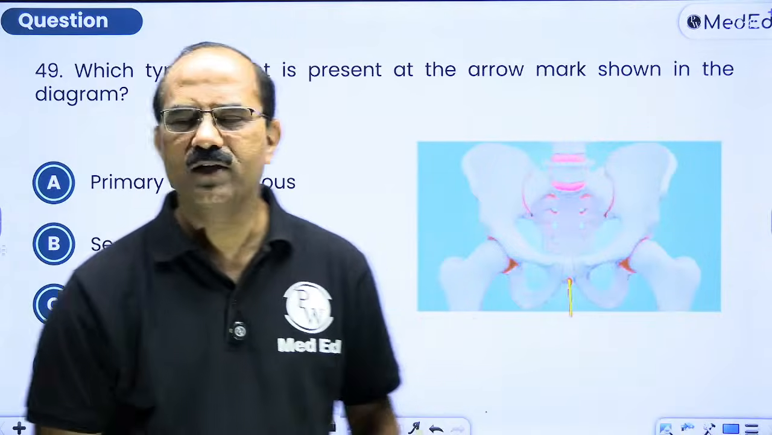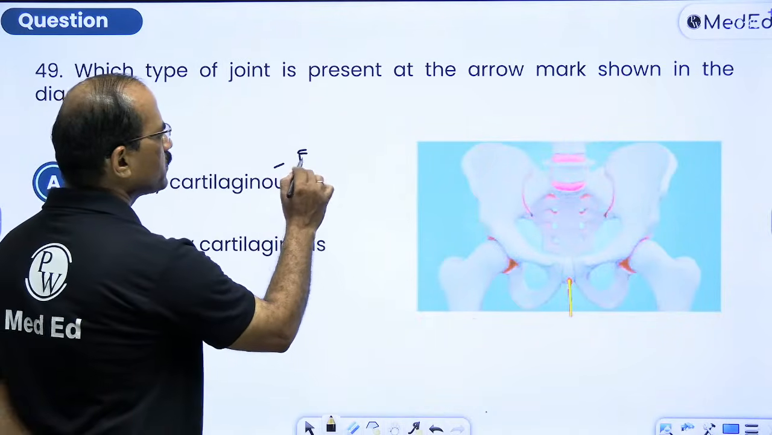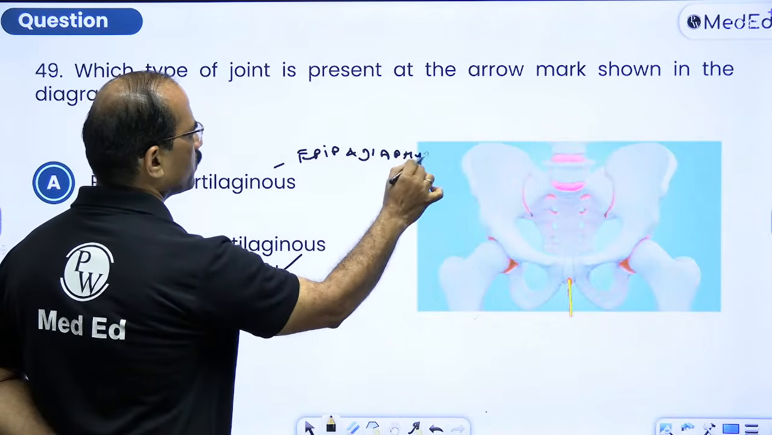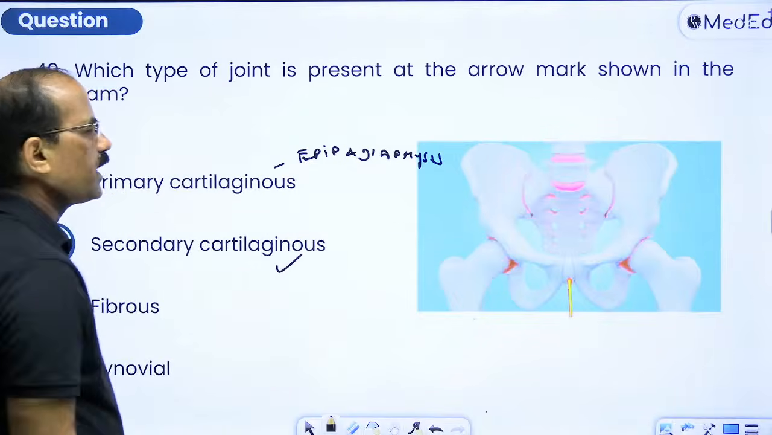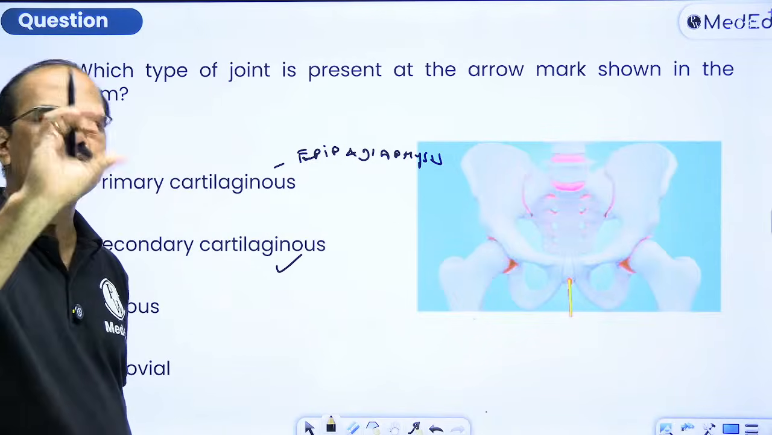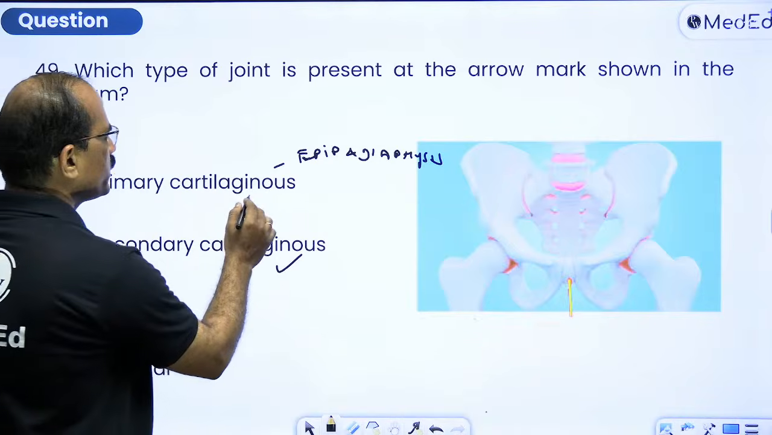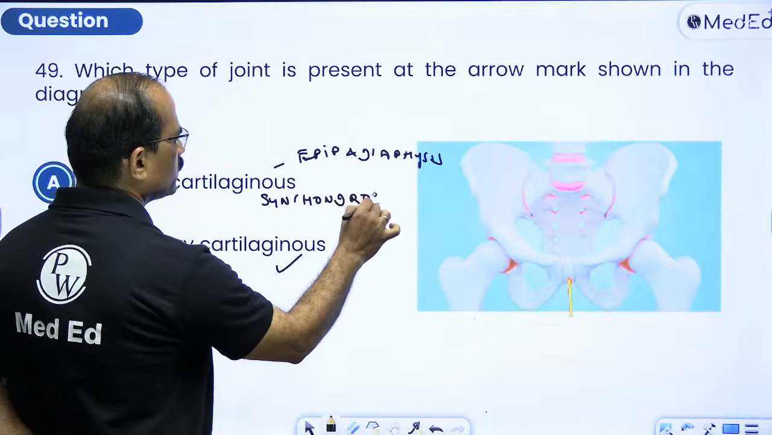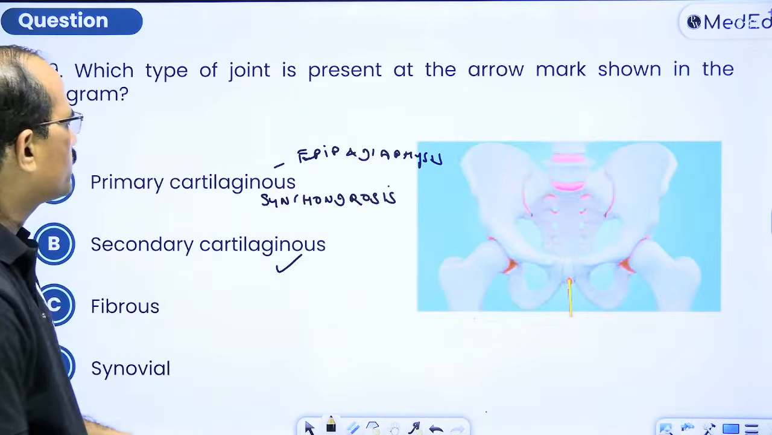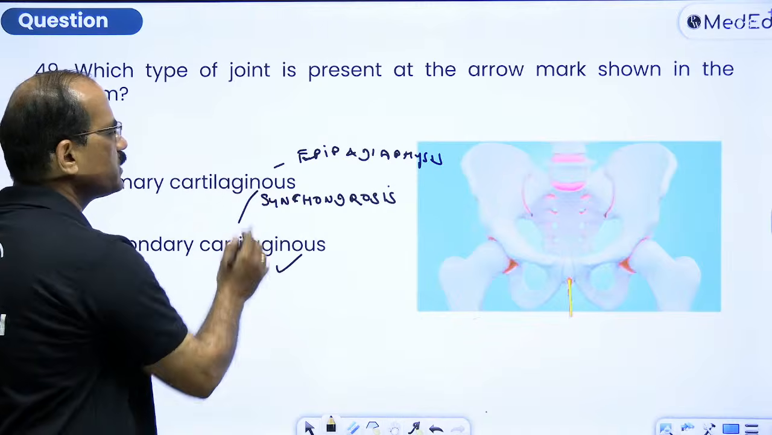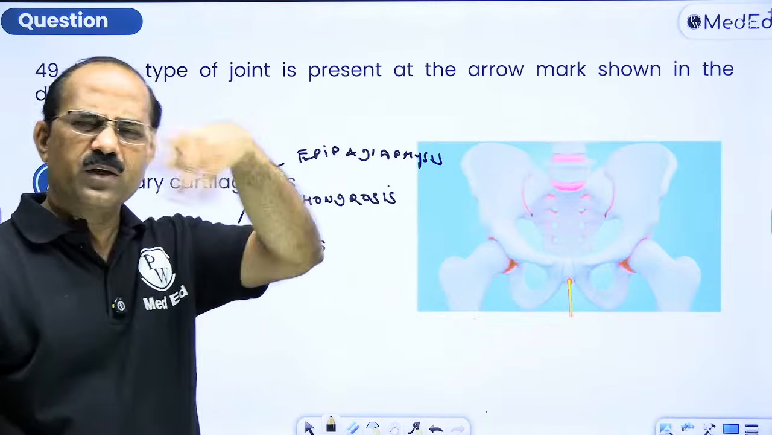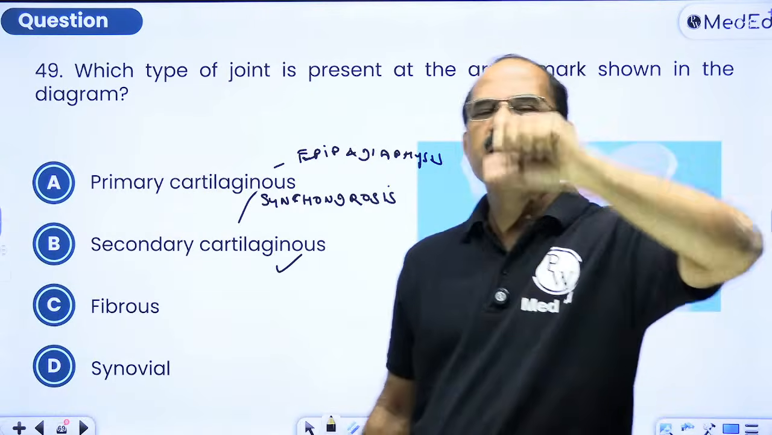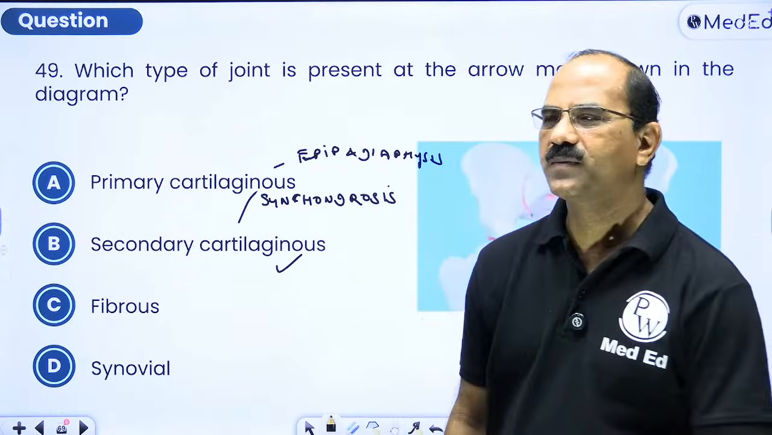Primary cartilaginous joint is the joint between epiphysis and diaphysis. The joint between epiphysis and diaphysis is the primary cartilaginous joint. ये fuse होता है, fuse. Primary cartilaginous joint is also known as synchondrosis. So primary cartilaginous joints का दूसरा नाम क्या है? Synchondrosis. And the joint between the epiphysis and diaphysis, ये fuse हो जाते हैं. So that's a primary cartilaginous joint.